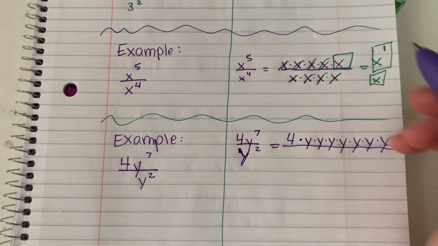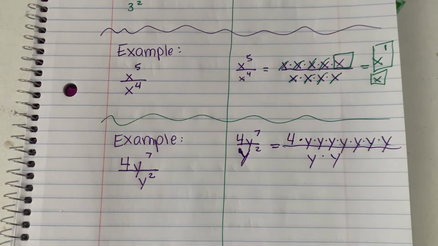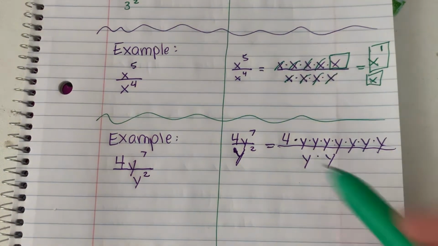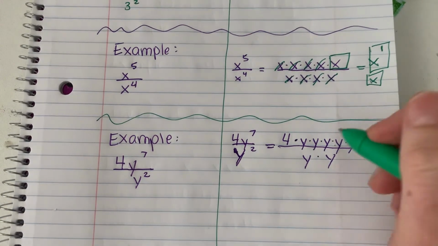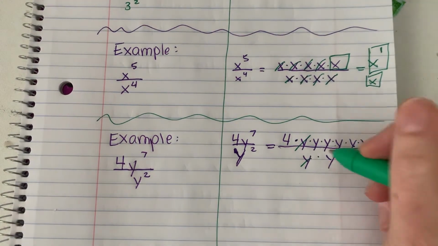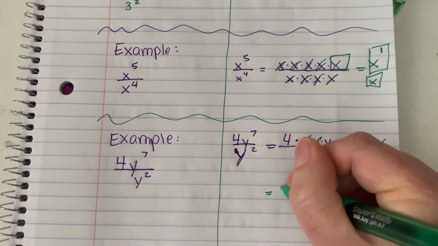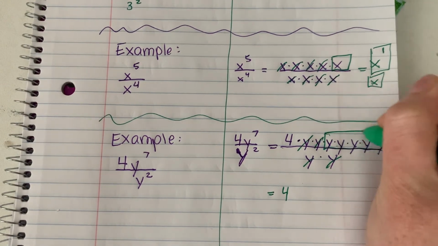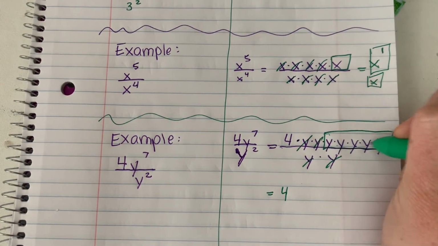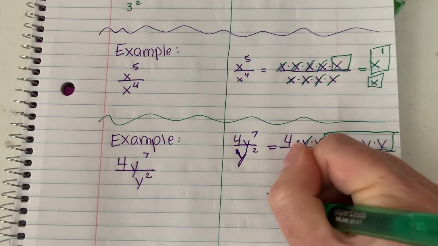It's kind of annoying when the numbers get a little bigger, huh? So the 4 doesn't have anything to cancel, so that stays there. But I can cancel out this y, and I can cancel out another y. So that leaves us with the 4, and how many of these y's are over here? 1, 2, 3, 4, 5. 4y to the 5th. Done.